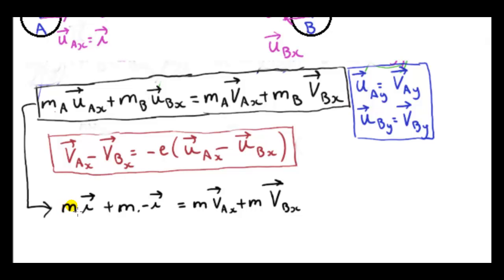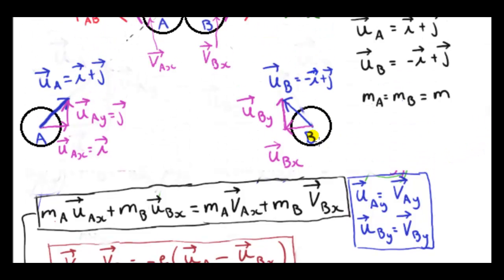Okay, so we get that the total momentum before the collision is actually 0, and that's quite easy to see from the symmetry of the situation. The two spheres have the same mass, and they both have the same speed.